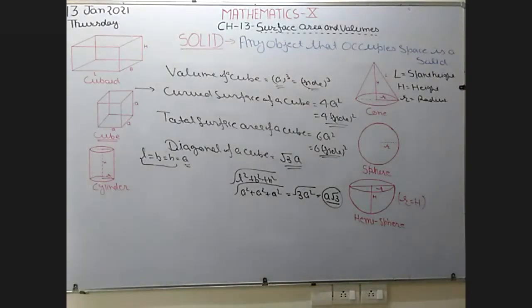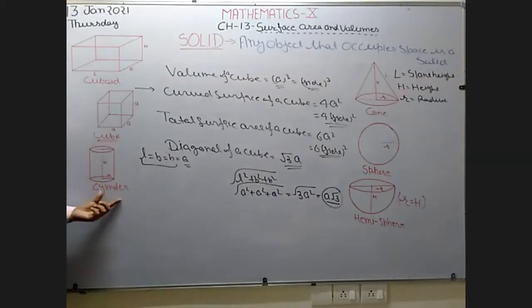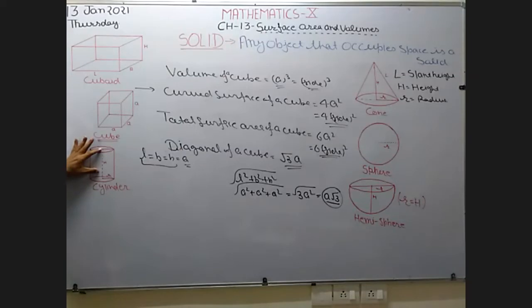Okay, beta. Now I'm going to discuss the cylinder. Now see, this shape is represented by a cylinder. In a cylinder, this one is the height of the cylinder, and this is the diameter. Half of the diameter is represented by the radius, so radius is half of the diameter. And this is the edge. So this figure is shown by a cylinder. This is the shape of a cylinder.